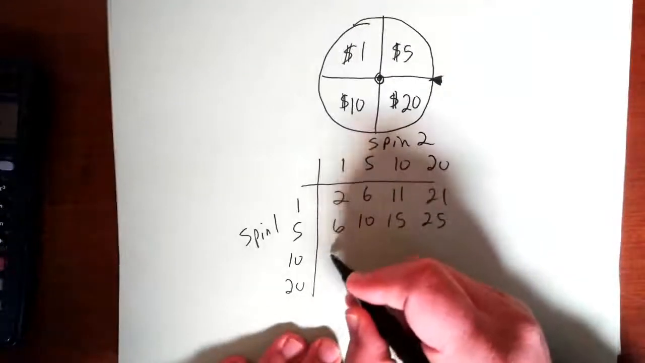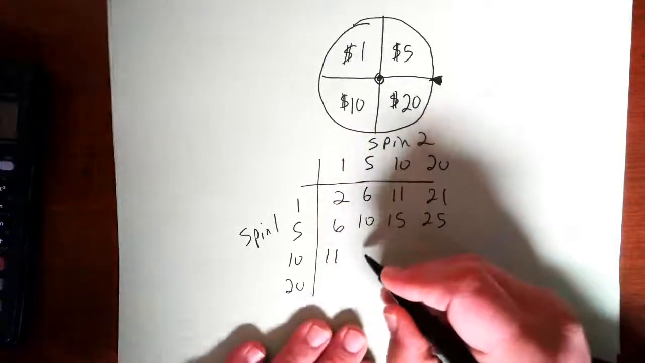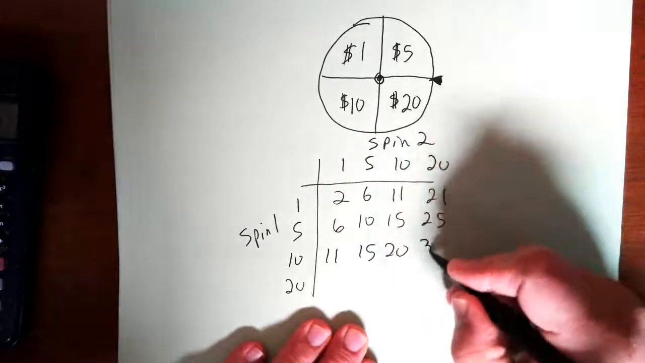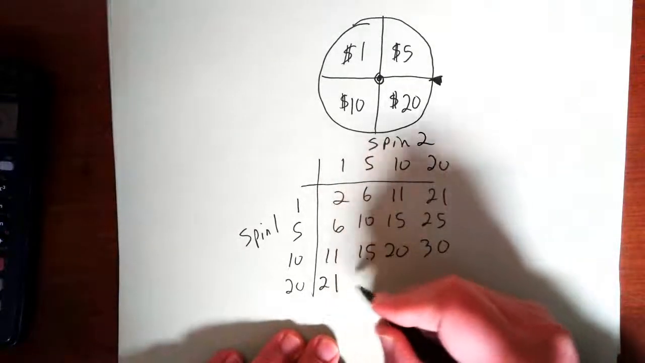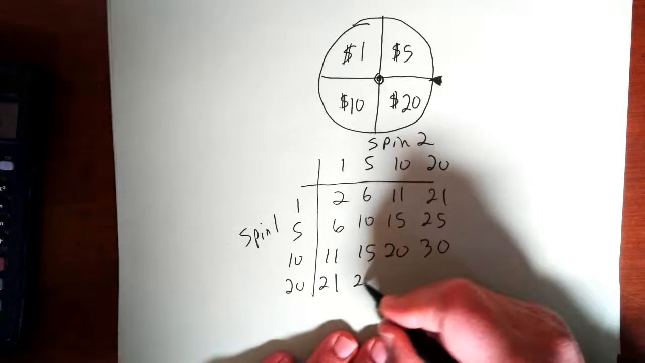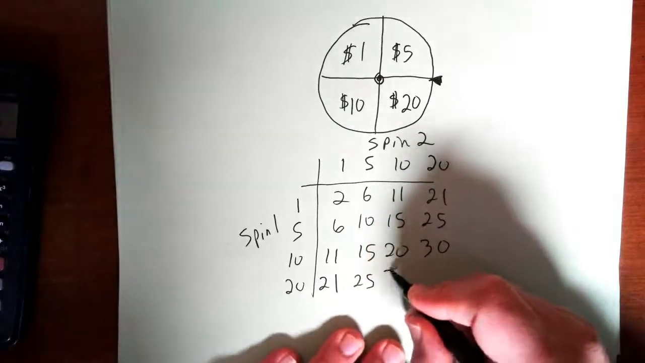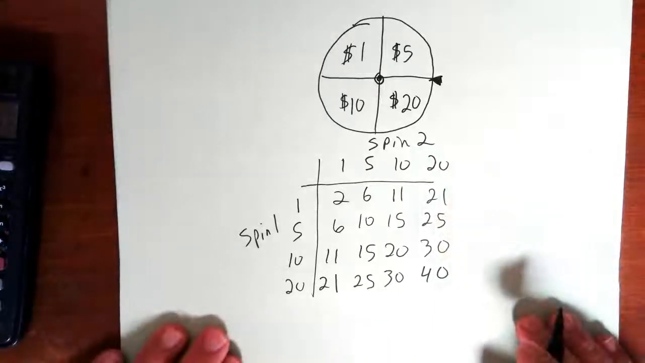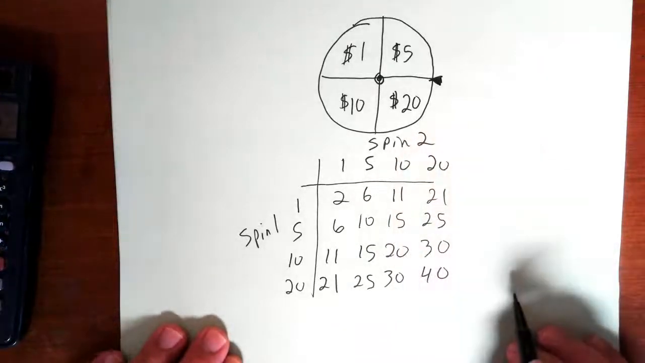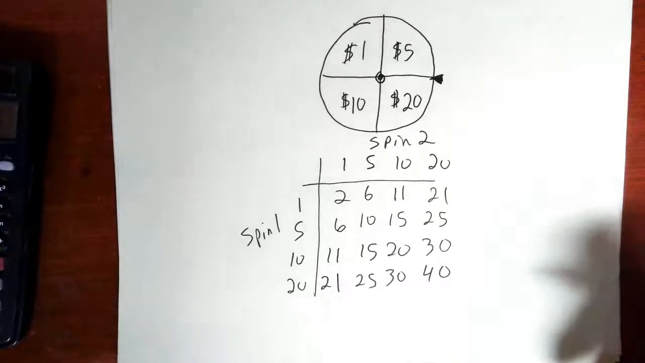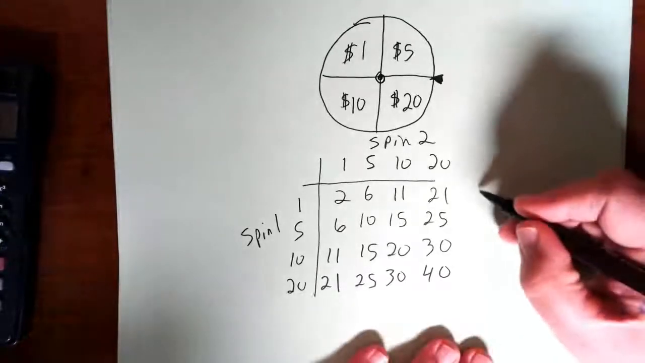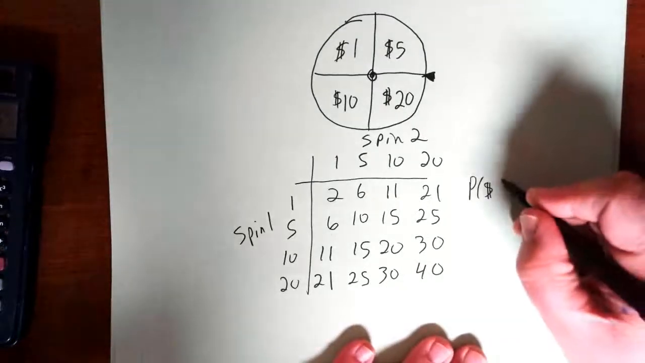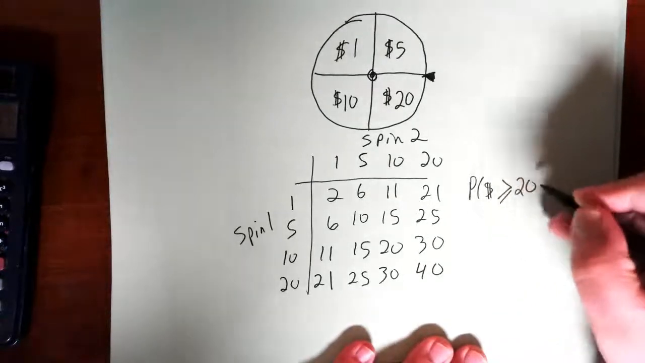This would be 11, 15, 20, and 30. This would be 21, 25, 30, and 40. So you have these different possibilities then. And so you could ask questions like, what's the probability that the amount of money you make is going to be greater than or equal to $20?